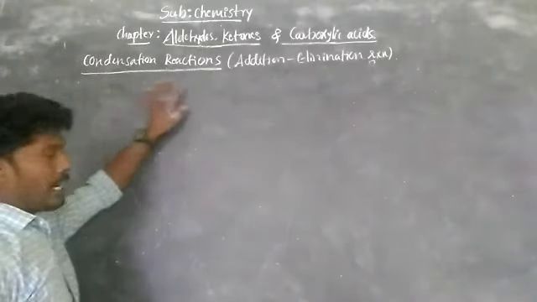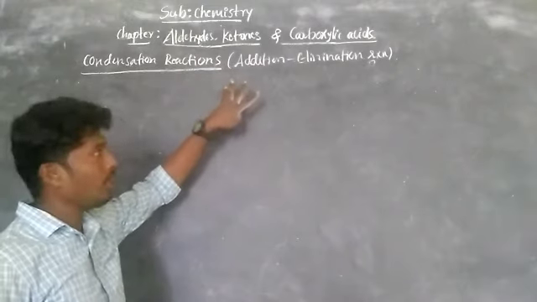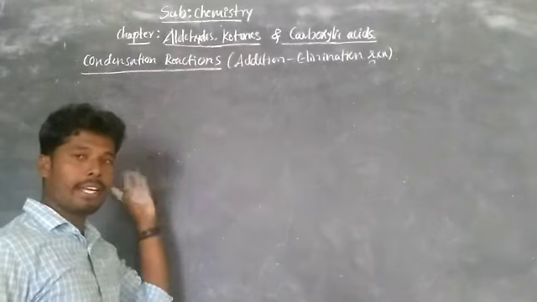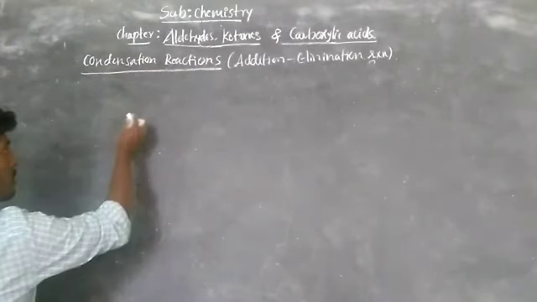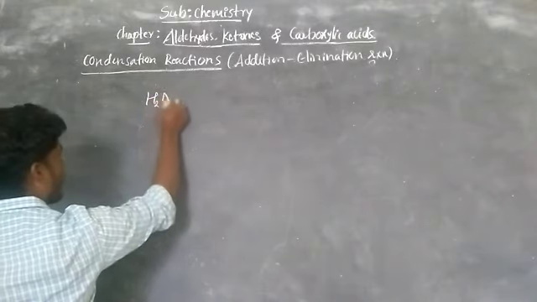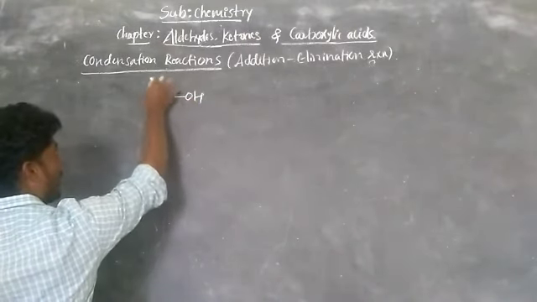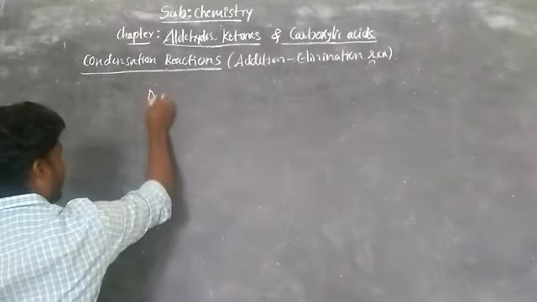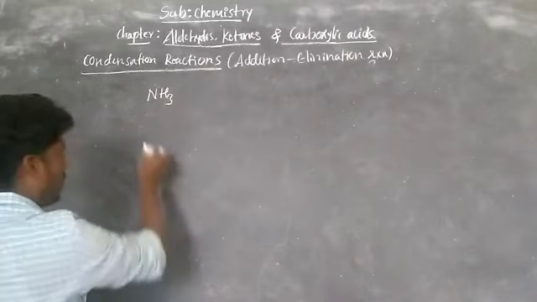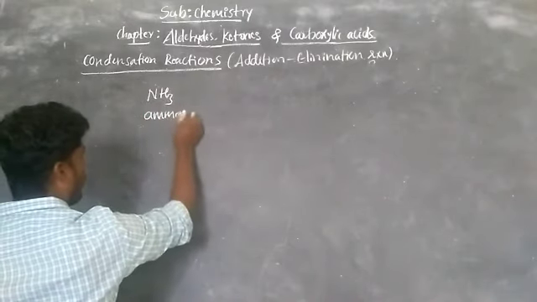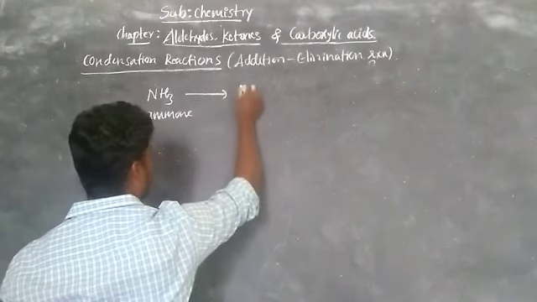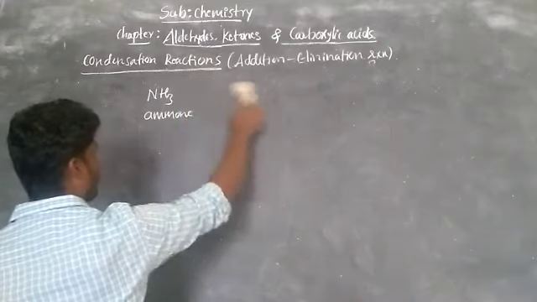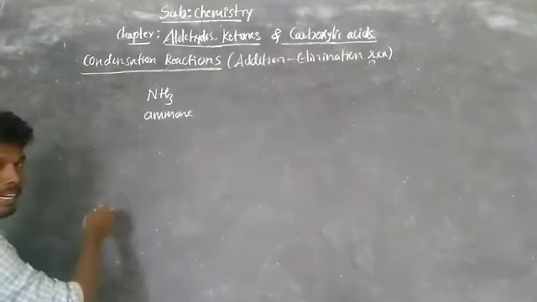See students, in condensation reactions we have studied 4 reactions with aldehydes and ketones, meaning 4 reactants. Recall once, the first one is hydroxylamine, that is NH2-OH. Before that we take ammonia, NH3. In the beginning NH3, this is ammonia. From ammonia what you get? The imine compound, that is C=NH. See, these are the reactants.